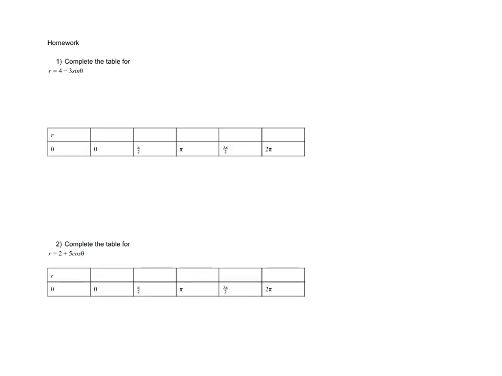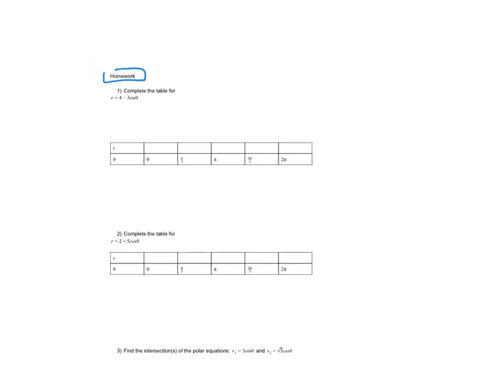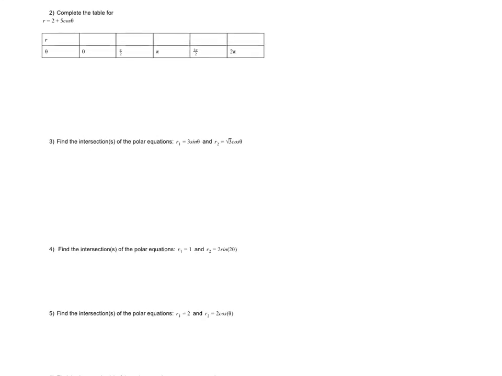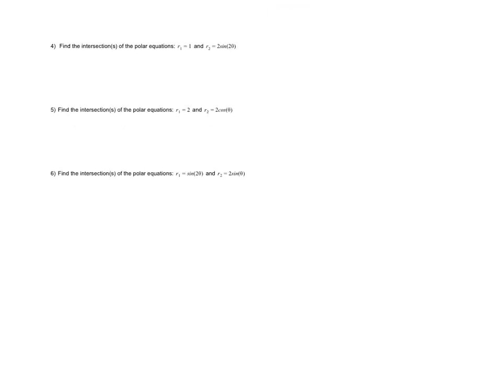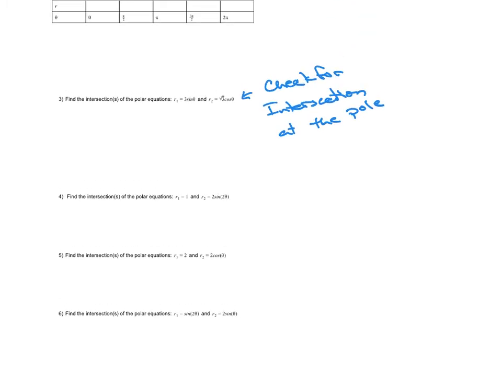At this point, I'm going to ask that you go ahead and complete the homework. We've got a couple of complete the table questions. I will go ahead and post an answer key to this on Schoology. We've got some intersections. Whenever you get intersection questions, you want to check for an intersection at the pole. There may be a problem or two here where you have an intersection at the pole. So 6 problems of homework to do.